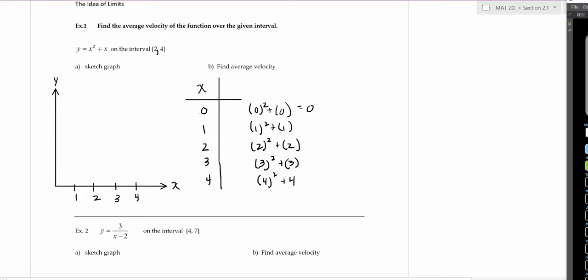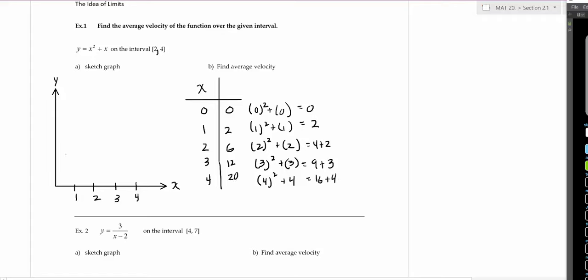So of course that's going to be 0, so you're going to have a point (0, 0). This is going to be 1 plus 1 or 2. This one's going to be 4 plus 2, so that's going to be 6. This one's going to be 9 plus 3, so that's going to be 12. And then this one's going to be 16 plus 4, so that one's going to be 20.